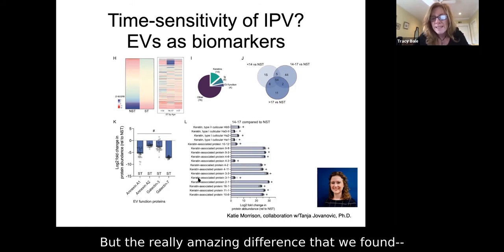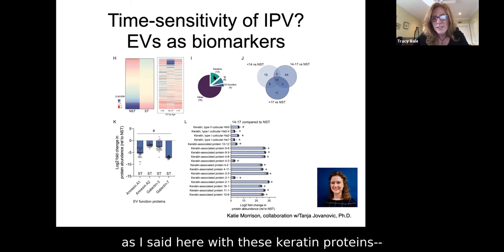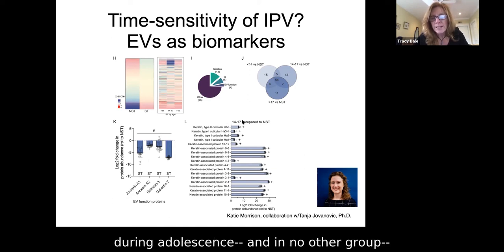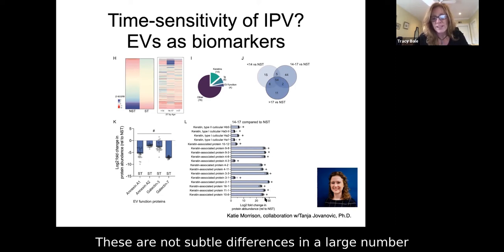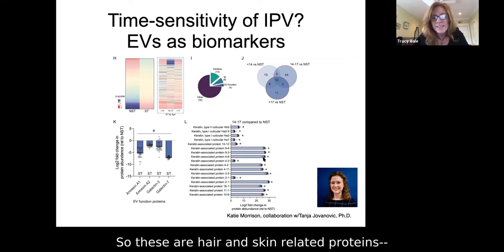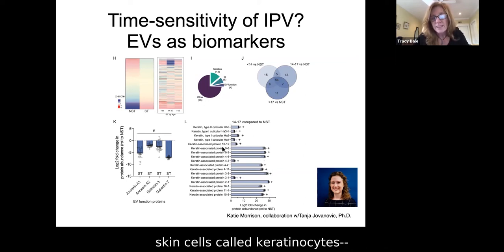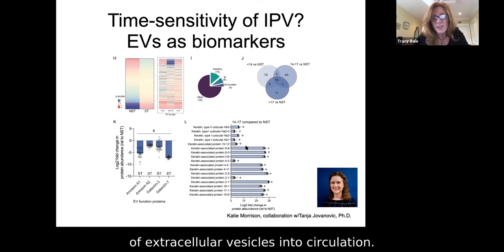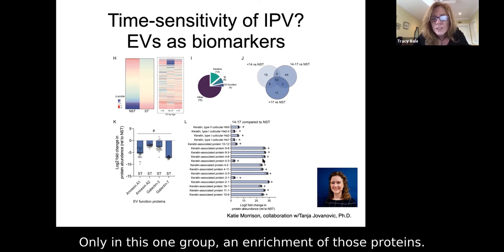But the really amazing difference that we found, as I said here with these keratin proteins, only in women who had experienced sexual trauma during adolescence and in no other group, we saw a huge enrichment. So if you see here, the log twofold change, these are not subtle differences in a large number of keratin associated proteins and cuticular type proteins. So these are hair and skin related proteins, skin cells called keratinocytes, which are known to be very important for release of extracellular vesicles into circulation. Only in this one group, an enrichment of those proteins.